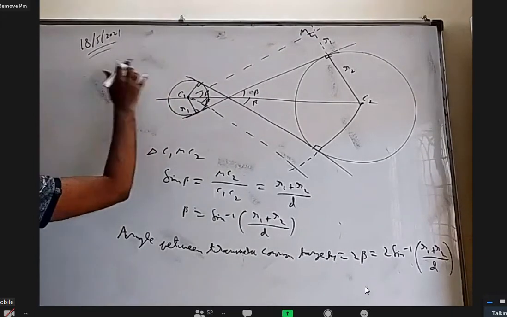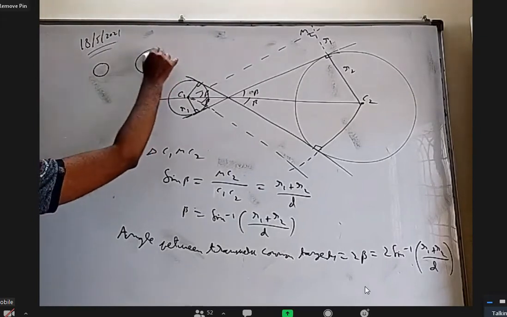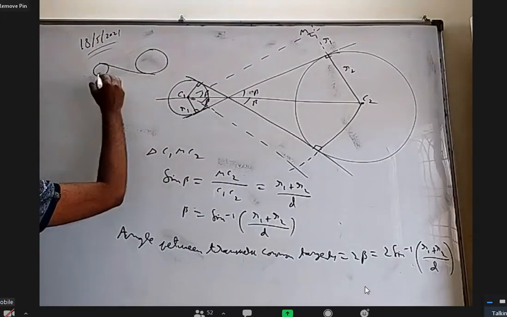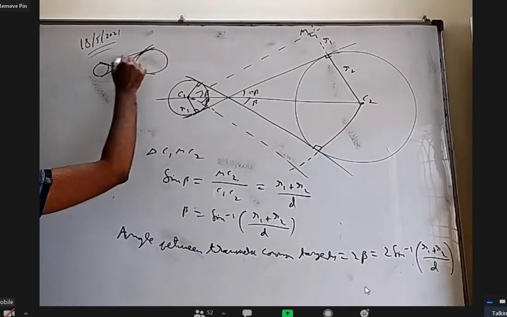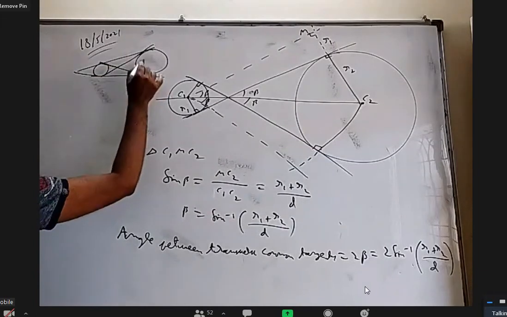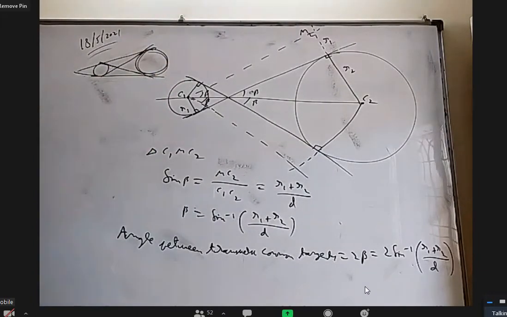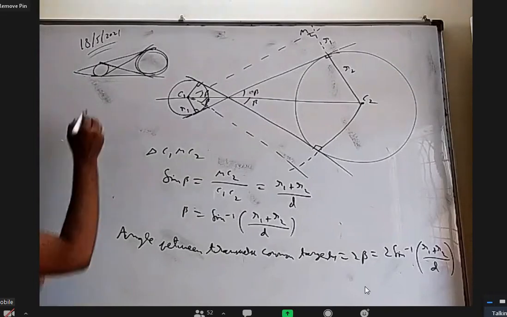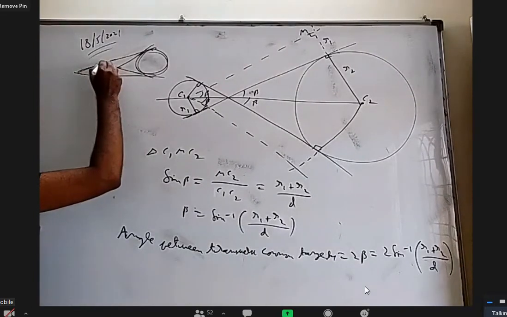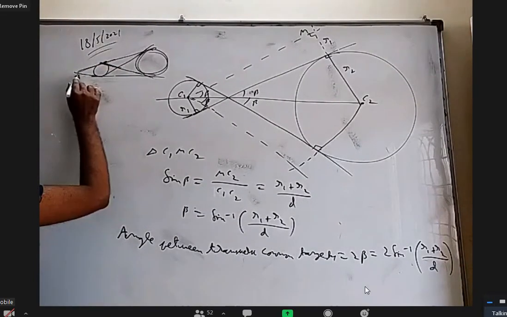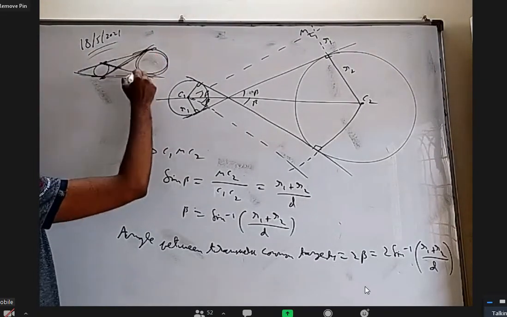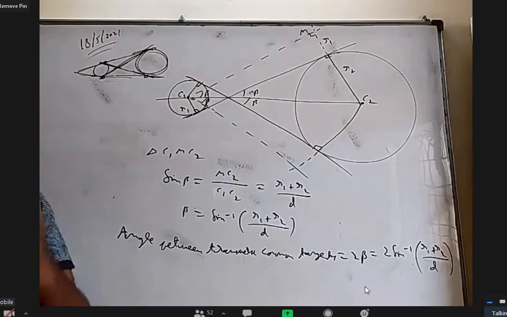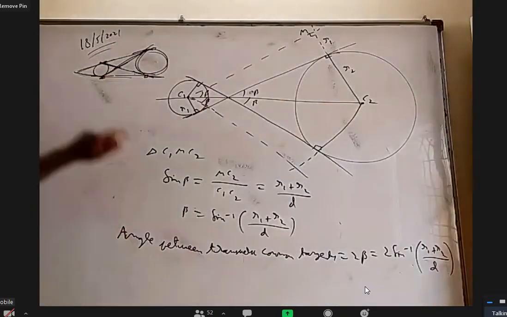Another question I want to ask: if you take two circles, there will be two transverse common tangents and there will be two direct common tangents. Right? One direct and one transverse common tangent will intersect here. Another direct and another transverse will intersect here. Another transverse and another direct will intersect here. And this. So you take one direct common tangent, one transverse common tangent. They will intersect here, here, here, here. Total 4 points.